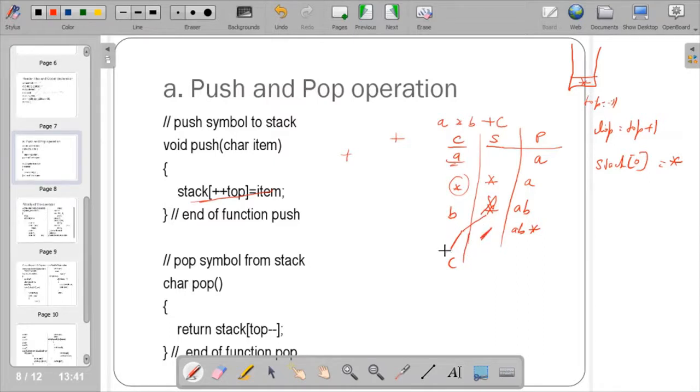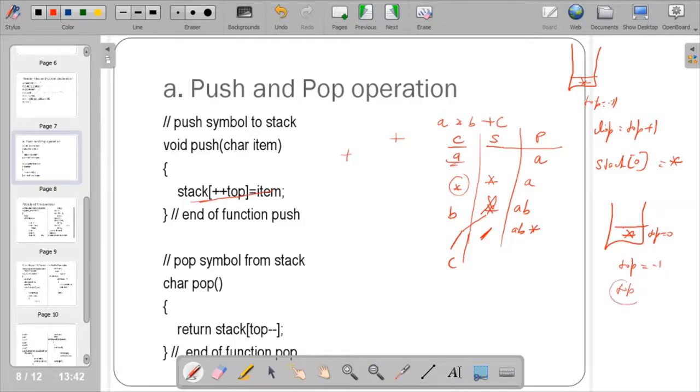For pop also I need to decrement the top, right? So what will happen? Initially top was 0. In this step the top will get decremented to -1. Then whatever content is there will be pushed over here, and then the top will be incremented, then decremented again, and the value of top will be -1 again, and then this should be pushed, right?